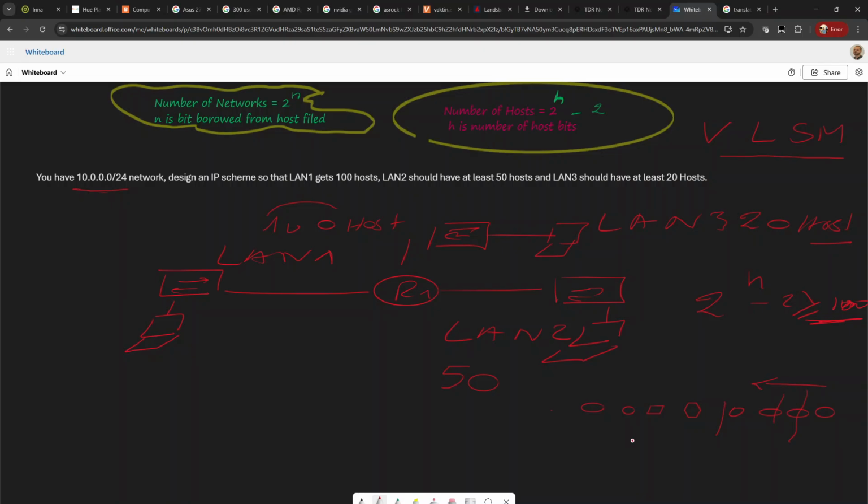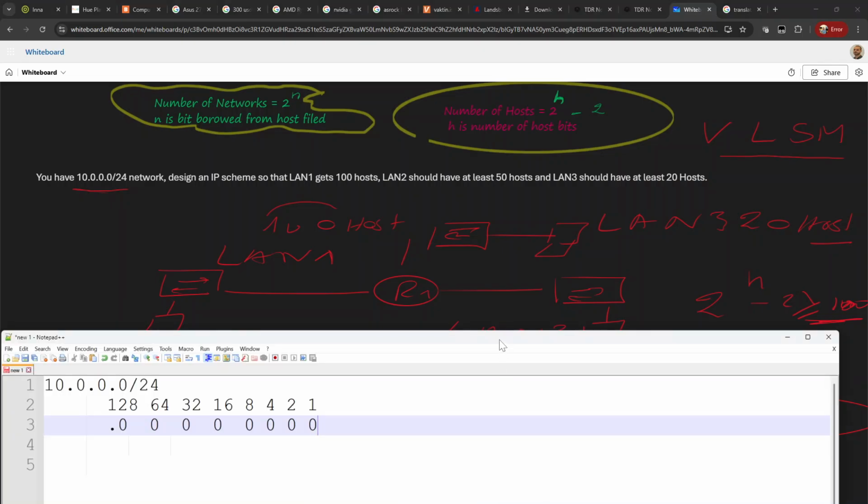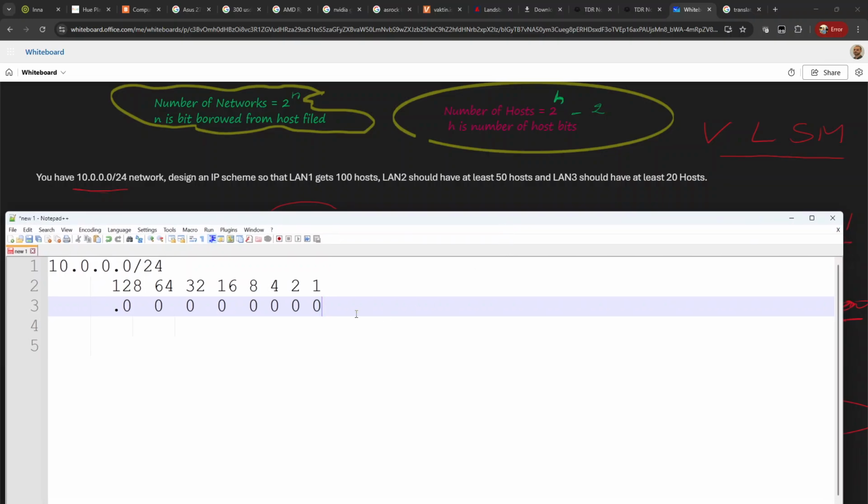So 7 bits need to remain in the host field in order to get at least 100 hosts or usable IPv4 addresses. Let's bring the notepad here, and let's write 1, 2, 3, 4, 7 bits, and then I'm going to draw a vertical bar right after bit number 7 here, okay?